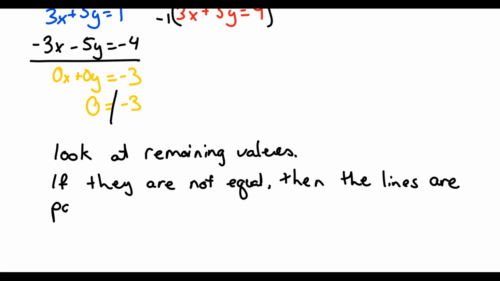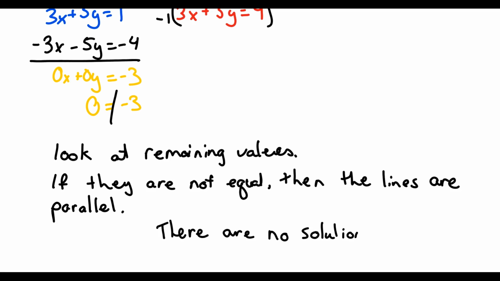Meaning that they increase or decrease at the same rate. And if you recall from one of the other videos, we talked about the parallel lines. There are no solutions for this. They never cross. Therefore, there are absolutely no solutions for this set of equations.